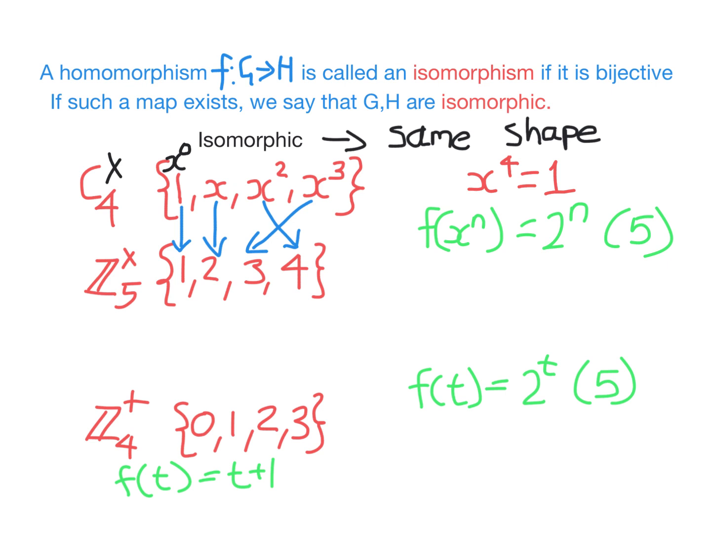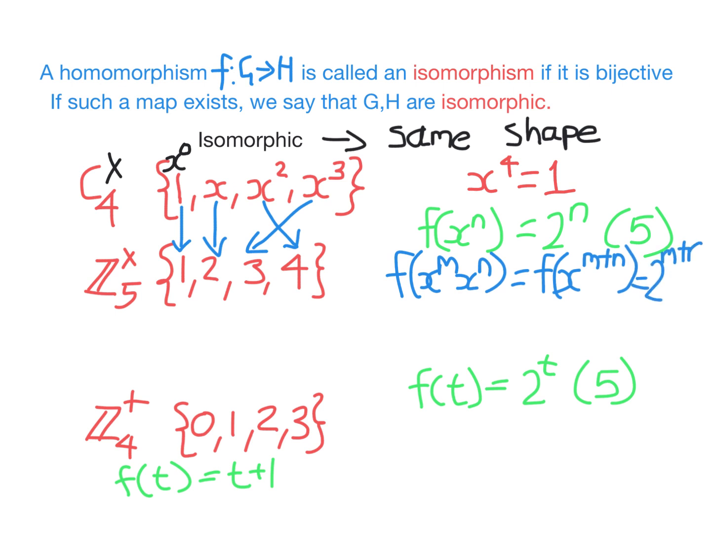But let's verify that this is, in fact, a homomorphism. So let's see what happens if we combine elements of the first group. So if I want to map this here, what I would end up doing is multiplying x to the power of m by x to the power of n. You know that when we multiply bases, we keep the same base and add the powers. So under this map, this would just be mapped to 2 to the power of m plus n and then reduced modulo 5. So what if we mapped them individually?